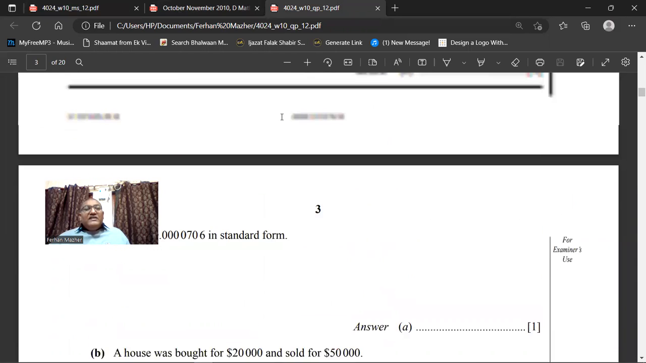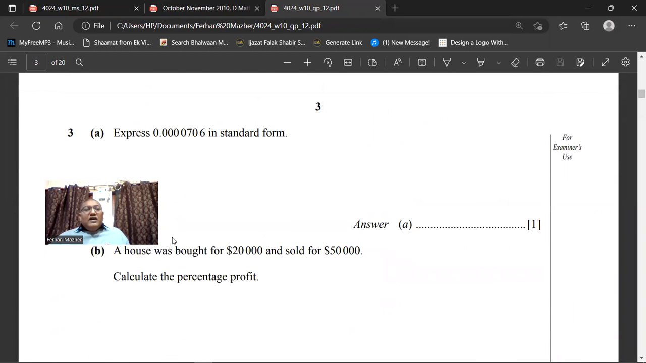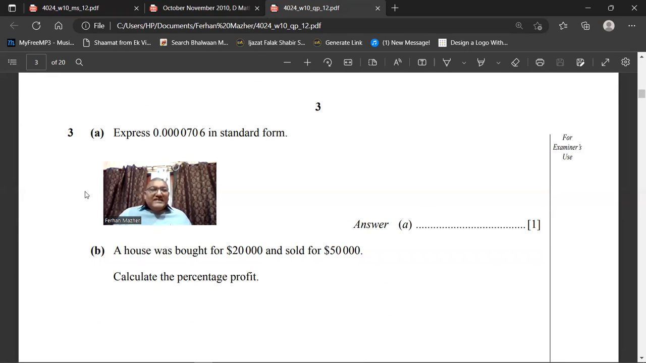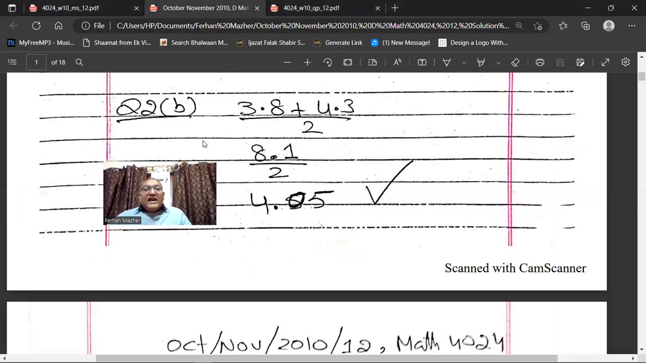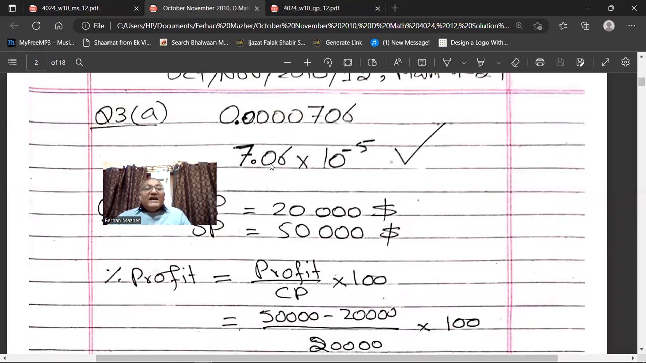Okay, so we are going to the next question. Question number 3. He says express 0.00000706 in the standard form. So in the standard form, this decimal will move to the right. So 1, 2, 3, 4, 5. So it will be 7.06 into 10 raised to the power minus 5. The number with the exponent should be at least 1 and less than 10. So 1, 2, 3, 4, 5. So it will become 7.06 times 10 to the power minus 5. So let's check.